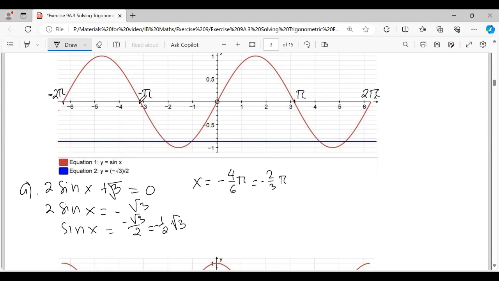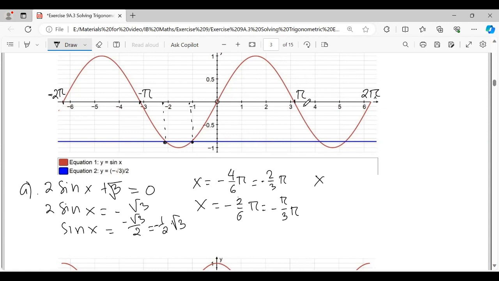After that, this one I mean, not this one, this is a negative 4 over 6, or 2/3, negative 2/3. So what about this one? X equals negative 1/3, or 2 over 6 pi, negative 1/3 pi.